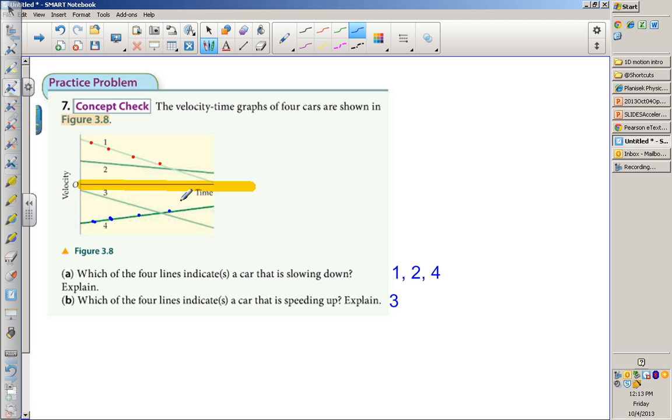So what could you tell me about this spot here and this spot here? How fast are they going? They're going the same speed, but different direction. Okay? So even though this graph tilts upward, it keeps getting closer and closer and closer to what? To 0. So that means it's doing what? Slowing down. Is that okay?